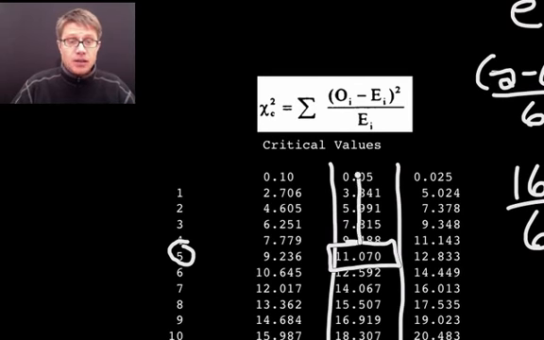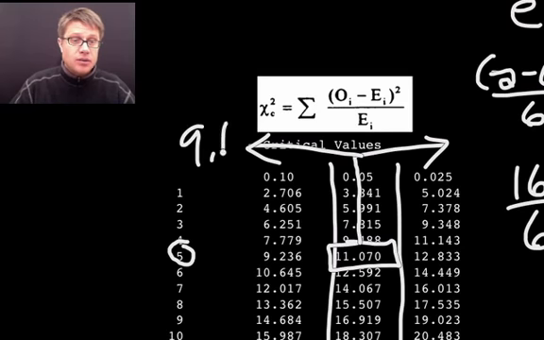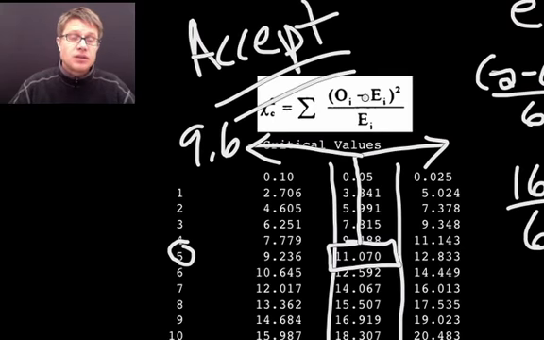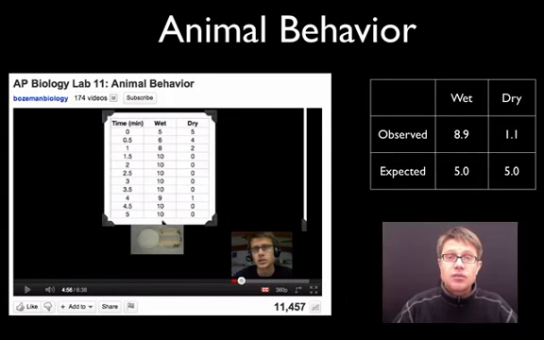And so if we look at that, did our value go higher than that? No, it's only 9.6. It's lower than that. So in this case, since it's 9.6, even though we had all of those 6s, we still need to accept our null hypothesis that there is no statistical significance or difference between what we observe and what we expected. So now let's leave you with this question.